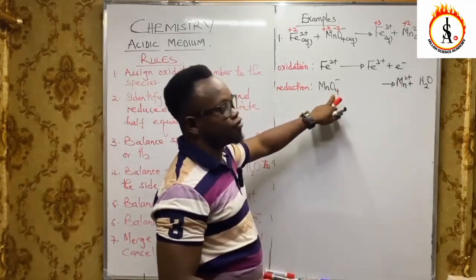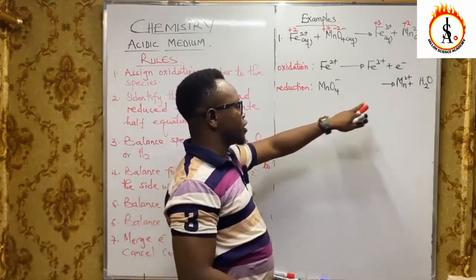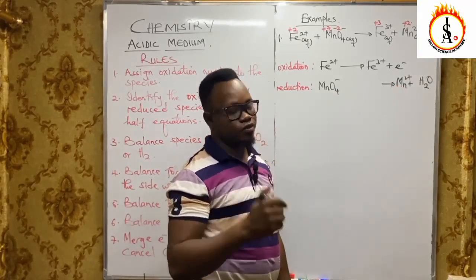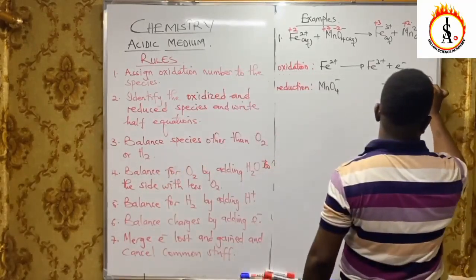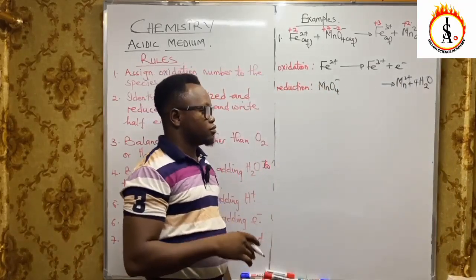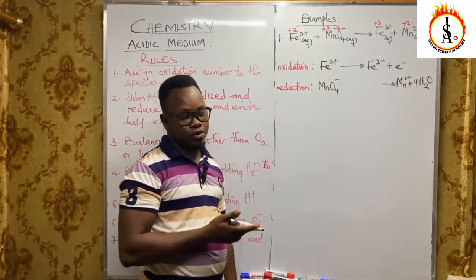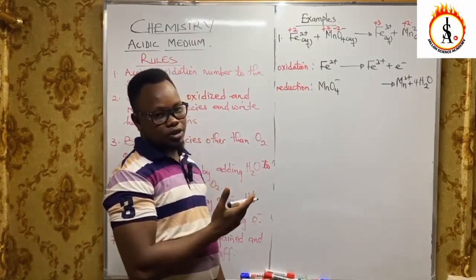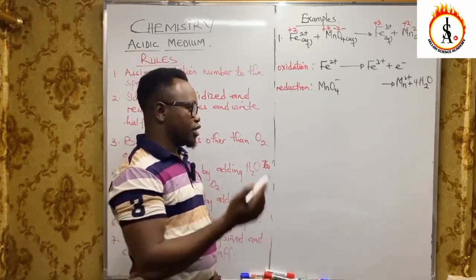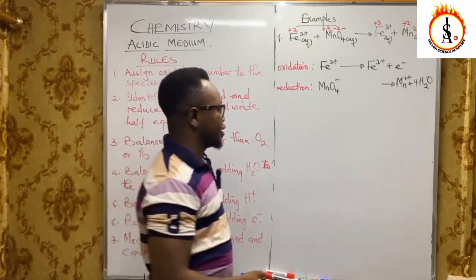But here you have 4 atoms of oxygen, and in the water molecule, you have only 1 atom of oxygen. So we are going to add 4 molecules of water. So we now have the oxygen atoms balanced. But by adding water, we've added a new atom, which is hydrogen, and we have to balance the hydrogen.